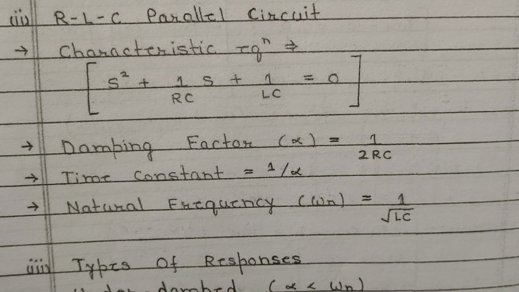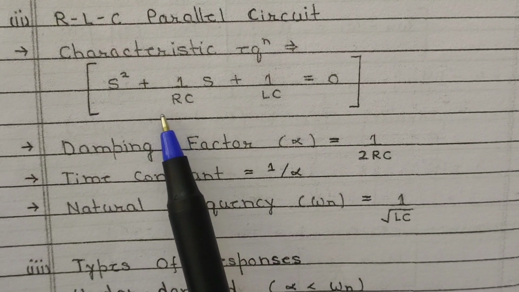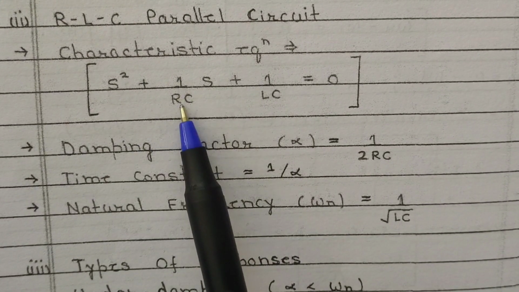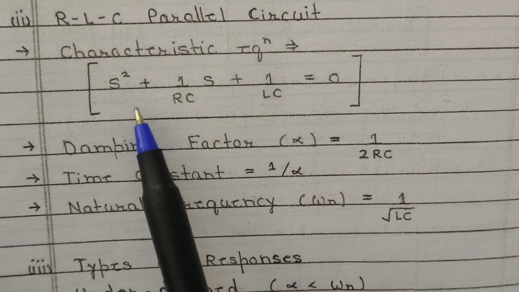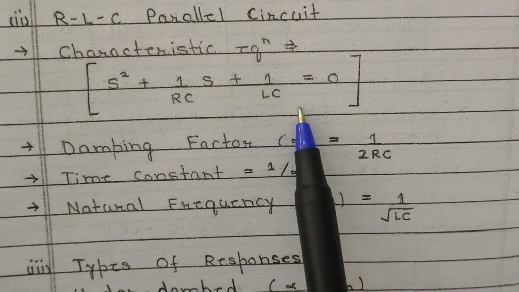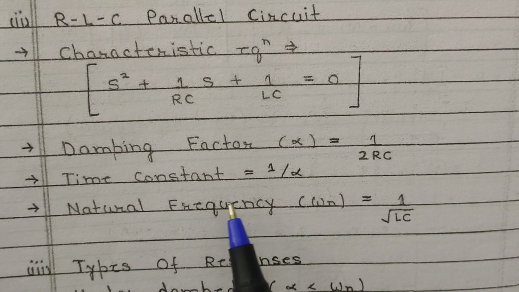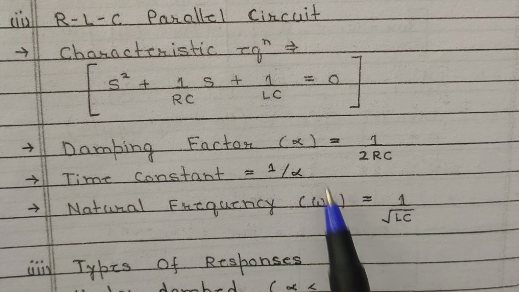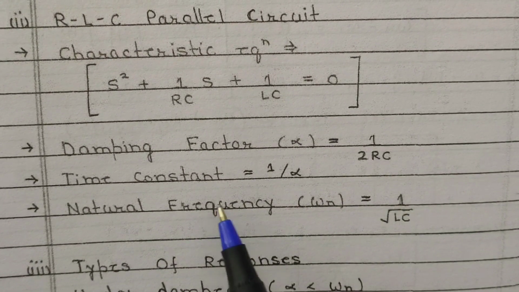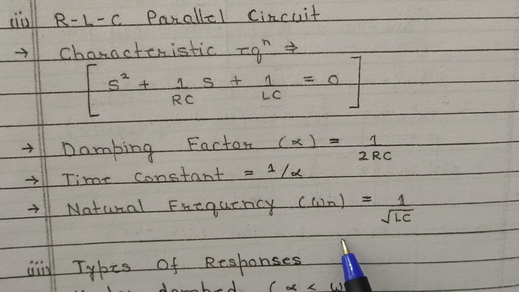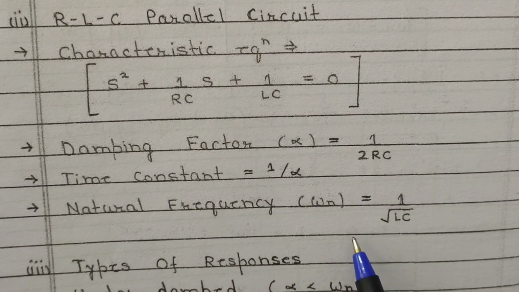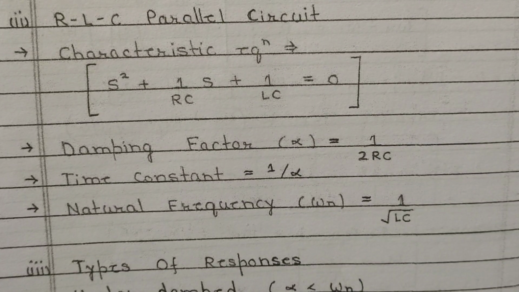Coming to the RLC parallel circuit, the characteristic equation is s squared plus 1 by tau s plus 1 by LC, where tau represents RC for the parallel circuit. So s squared plus 1 by RC s plus 1 by LC is equal to 0. Here damping factor is 1 by 2 tau, that is 1 by 2RC. Time constant is the inverse of damping factor. Natural frequency is the same as in the series RLC circuit, that is 1 by root LC.